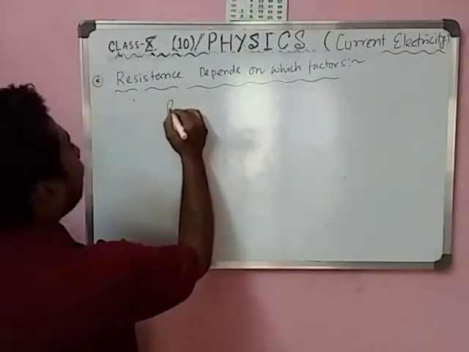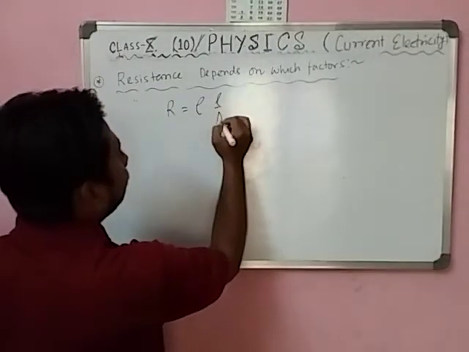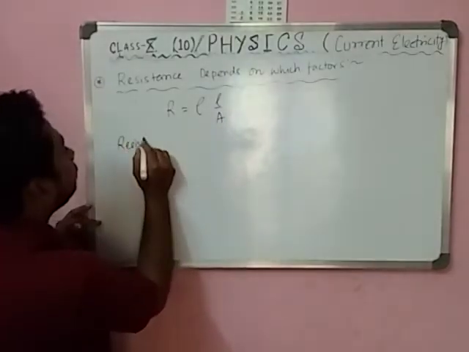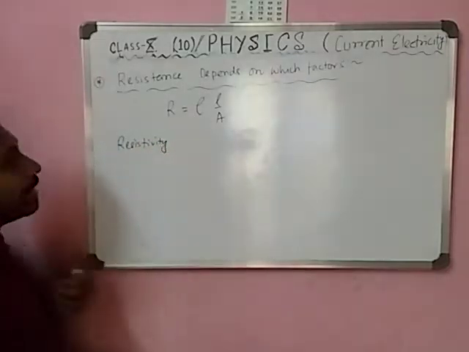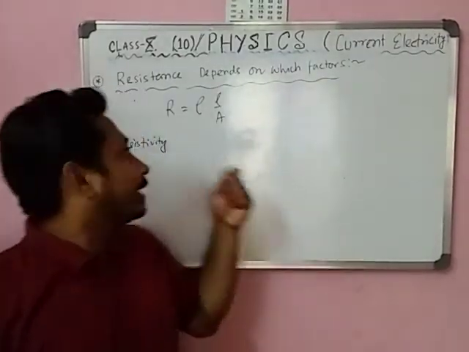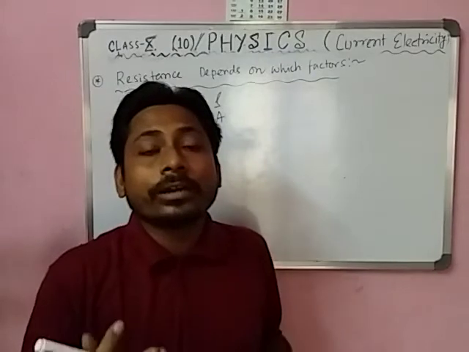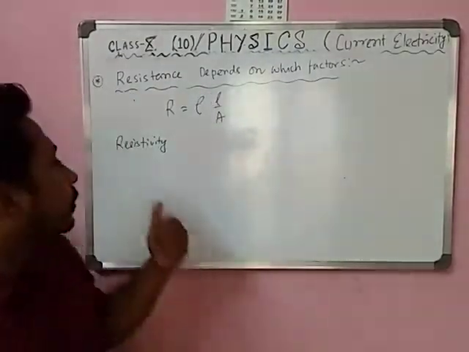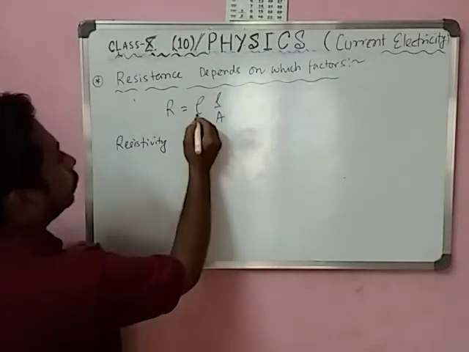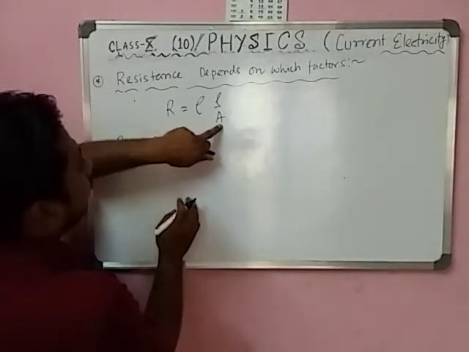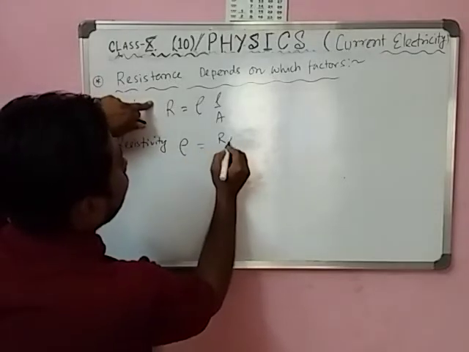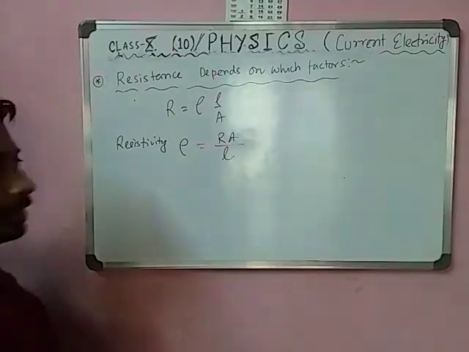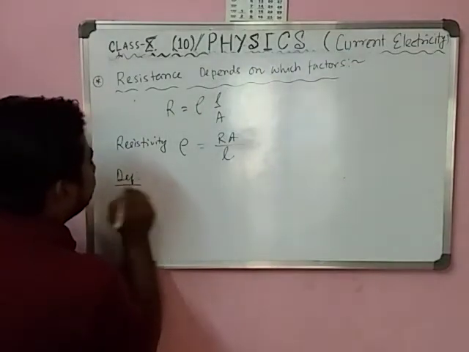Okay, so R is equal to rho L by A. If you want to find out resistivity, tell me another name of resistivity. I just told you another name. Yes, specific resistance. Like specific resistance or resistivity, so you can calculate rho from this, A cross multiplied with R and L in the denominator. So rho is RA by L.